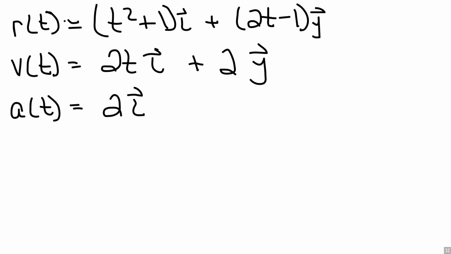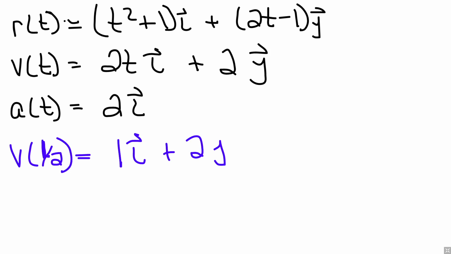Okay, the other thing is just to find out what the vectors would be at the given time. So v of 1/2, the velocity vector at 1/2, is going to be 1 in the i direction plus 2 in the j direction. Now, the acceleration at 1/2 is just going to be 2 in the i direction. Any questions?